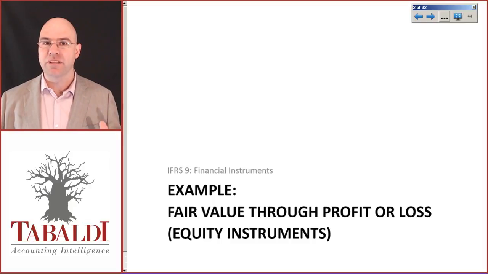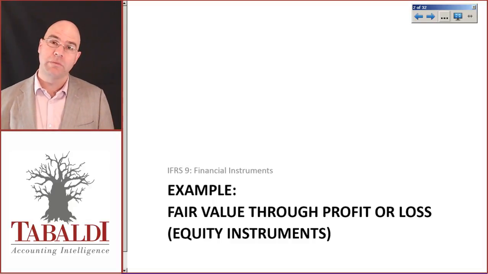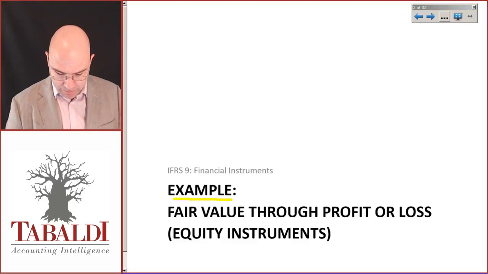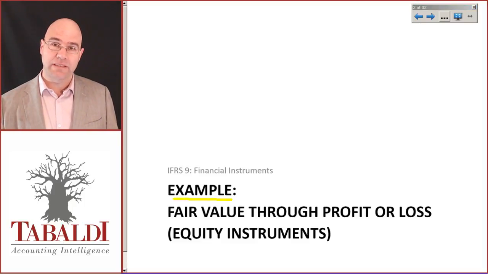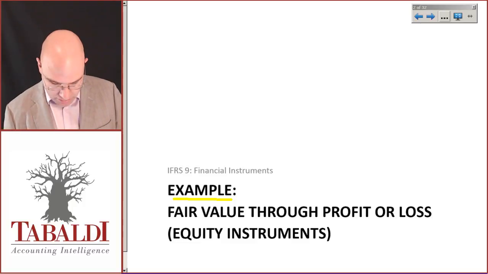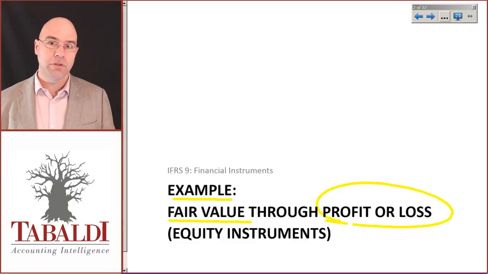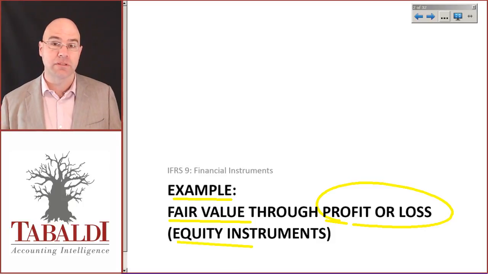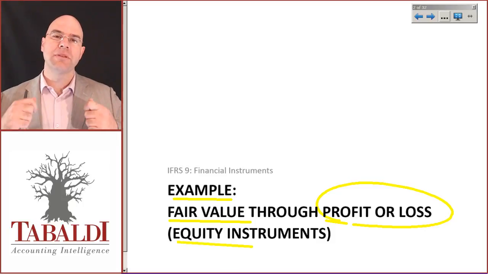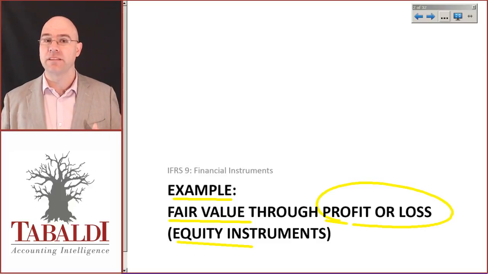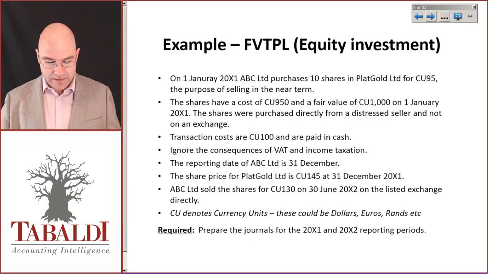Let's now get down to some of the number crunching. It'll make this all seem a lot more applicable and easy to understand. So we're going to do an example on financial assets that are subsequently measured at fair value through profit or loss. And this first example is going to deal with equity instruments, not ours, but equity instruments in another entity that we purchase, such as buying shares as an investment. Okay, let's go. So here's our case study.